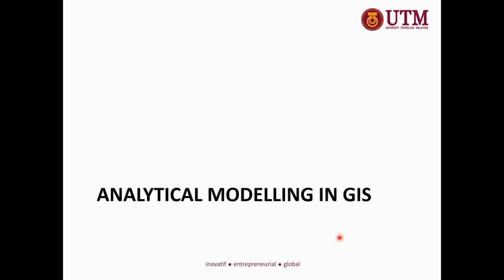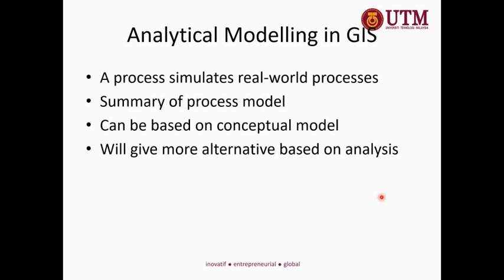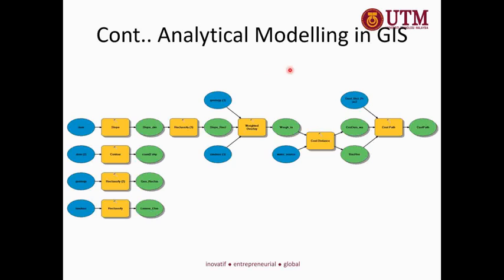So lastly, we will discuss analytical modeling and GIS. So analytical modeling is a process to simulate a real world process. A summary of the process model can be based on a conceptual model, and then will give more alternatives based on analysis. It means that for analytical modeling we can combine all the analysis in GIS to make the final decision.